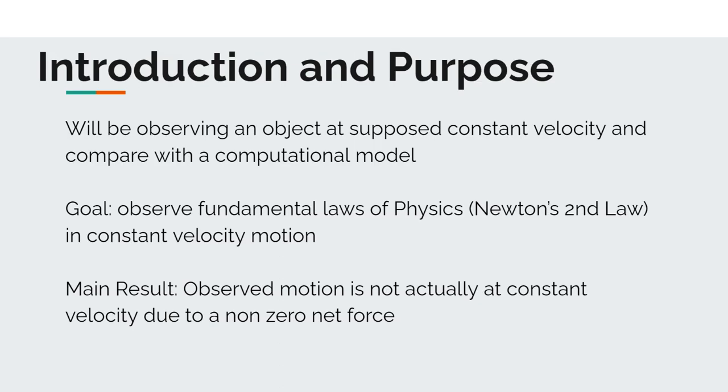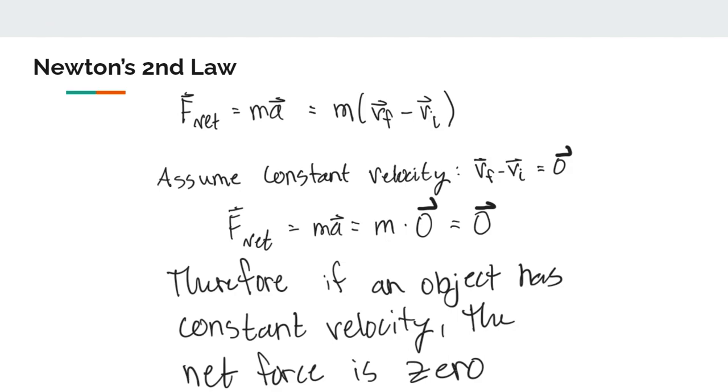So, the main purpose of our lab is to observe an object at constant velocity, like I just said, and then we're going to compare it with a computational model in order to observe how that constant velocity motion interacts with our fundamental laws of physics, primarily Newton's second law. And what I found was that the observed motion is not actually at a constant velocity, which is due to a net non-zero force, as I will discuss later.